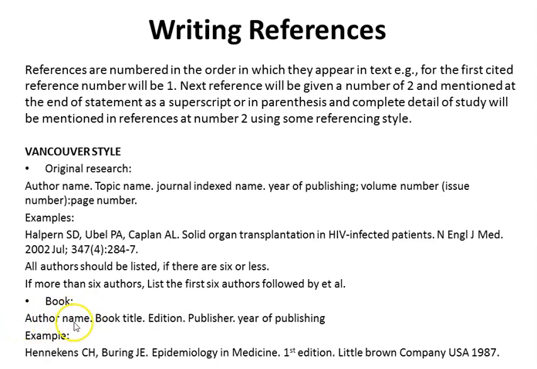So first of all, you write the author name, then the book title, then its edition, name of publisher, the company name, and then the year of publishing. An example is given here. These are the author names written the same way as we did earlier. Then we have written the book title here, then its edition, and the publisher name and the year of publishing.